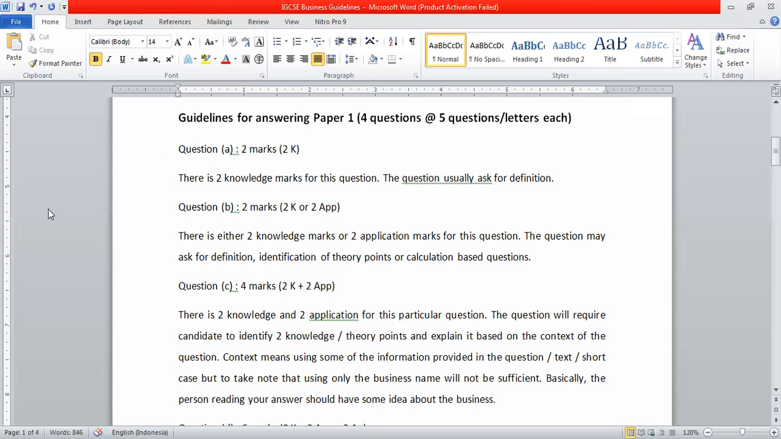Question A and B, usually it's not too difficult. It's quite simple. Now, before I proceed to question C, D, and E, I want to give you a look first at how the paper looks. Please kindly wait.